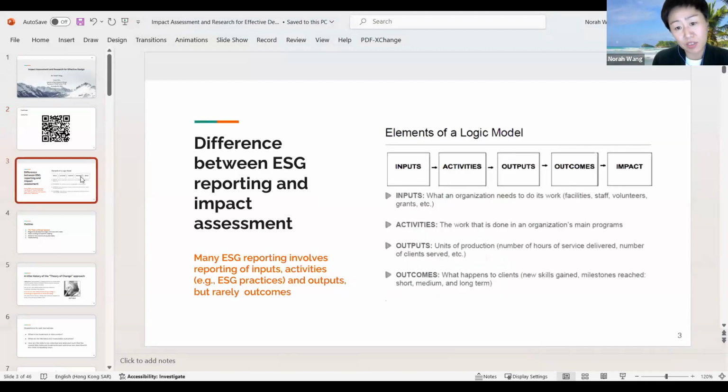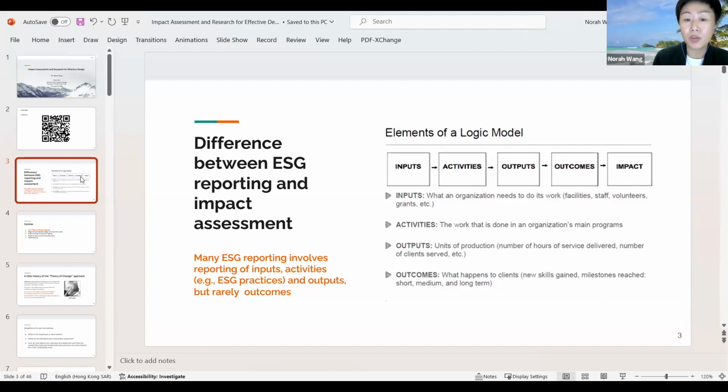So then, the first thing I wanted to mention before I start is the difference between ESG reporting and impact assessment. In the past few years, I've been involved in many impact assessment and impact measurement projects. Oftentimes people ask me how that is related to ESG reporting, or even the SDG standards, impact standards.